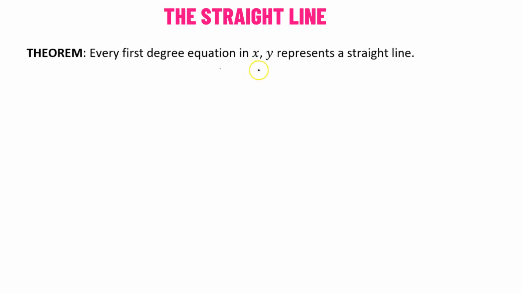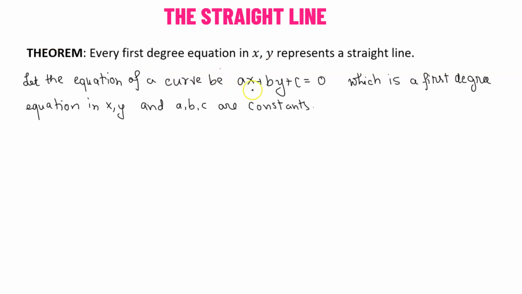Every first degree equation in x, y represents a straight line. So let us begin by considering a curve whose equation is a first degree equation in x, y. Because it's a first degree equation in x and y, we have considered this particular equation ax + by + c = 0.